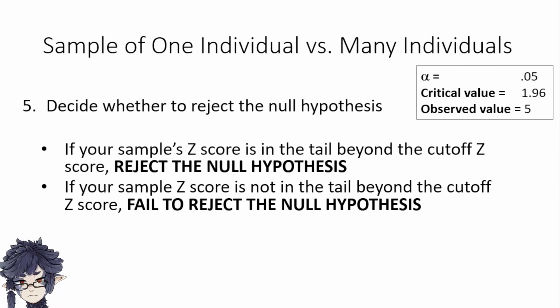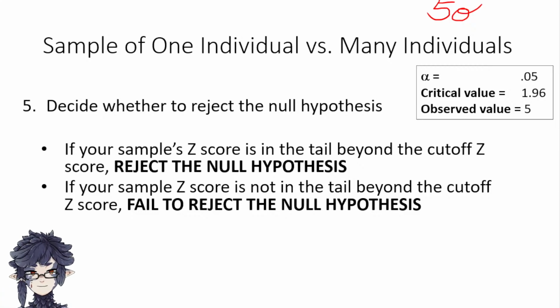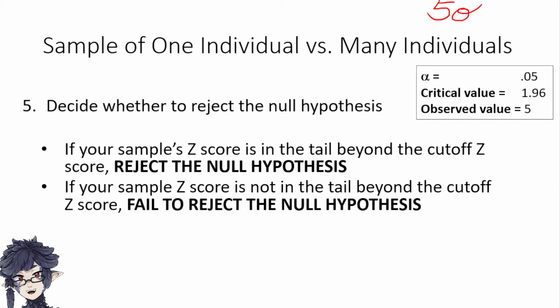Wait, so it's 5 sigma? Yeah, it's 5 sigma. That's what z-scores are, a measure of distance in units of standard deviation. So a z of positive 5 means you're 5 standard deviations, 5 sigma, above the mean. Yeah, it's a pretty big z-score.